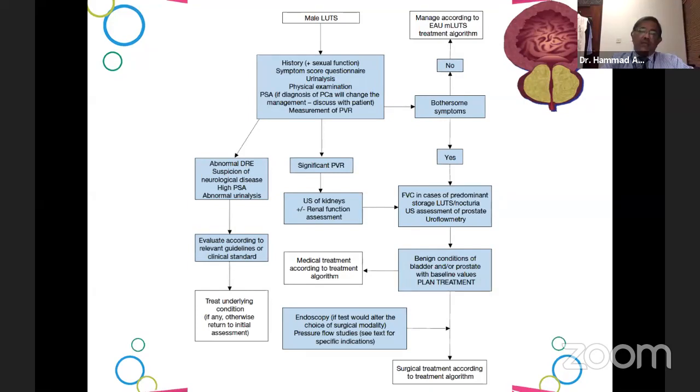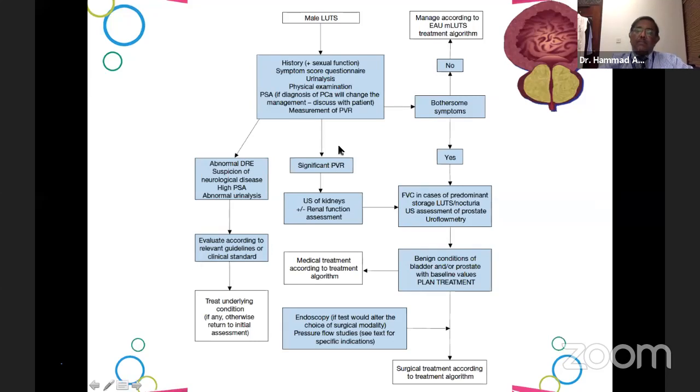PSA is only needed if you have a suspicious DRE or if the patient wants to have it, because he should understand that the PSA test may start off various investigations which may become a problem. So if you have an abnormal DRE, then you would have to do PSA. Neurological diseases can also be picked up on rectal examination. So rectal examination is important.